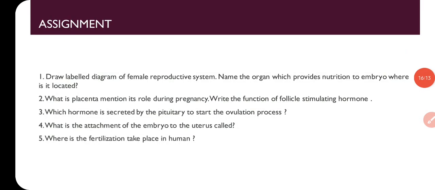Now this is the time for your assignment. Here are some questions, and you have to find the answers and write them in your practice copy. The first question is: draw a labelled diagram of the female reproductive system. Name the organ which provides nutrition to the embryo. Where is it located? What is the placenta? Mention its role during pregnancy. Write the function of follicle stimulating hormone. The third question is: which hormone is secreted by the pituitary to start the ovulation process? The fourth question is: what is the attachment of the embryo to the uterus called? Fifth is: where does fertilization take place in humans?